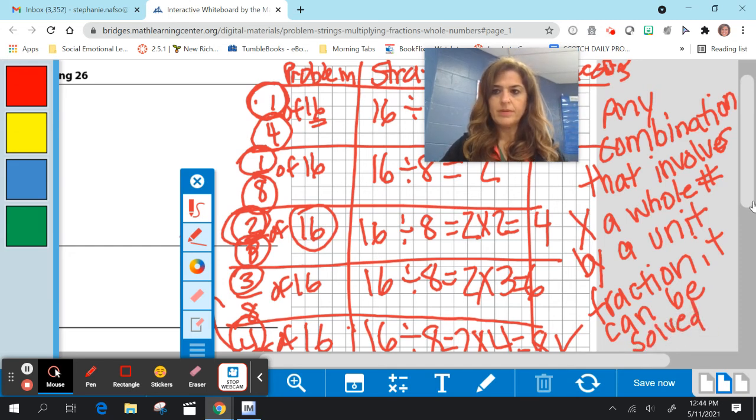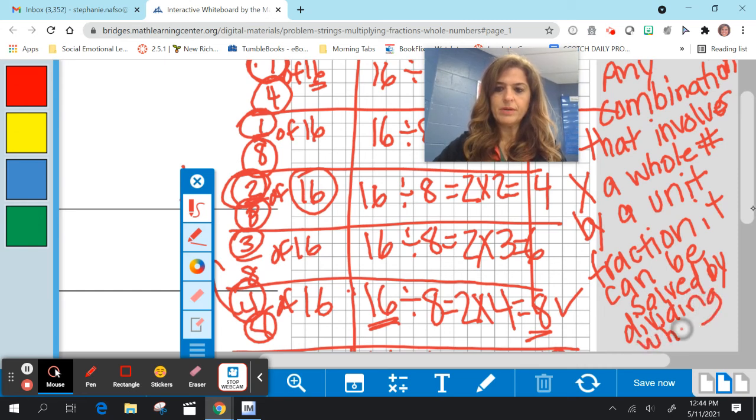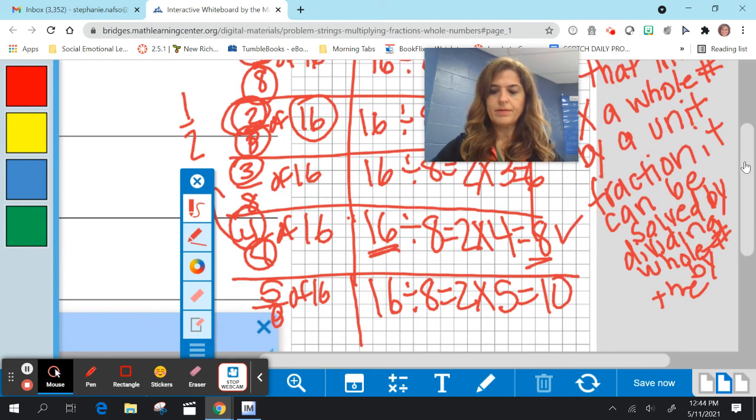I'm going to bring it down a little bit. It could be solved by dividing the whole number by the denominator. The denominator is the number at the bottom.